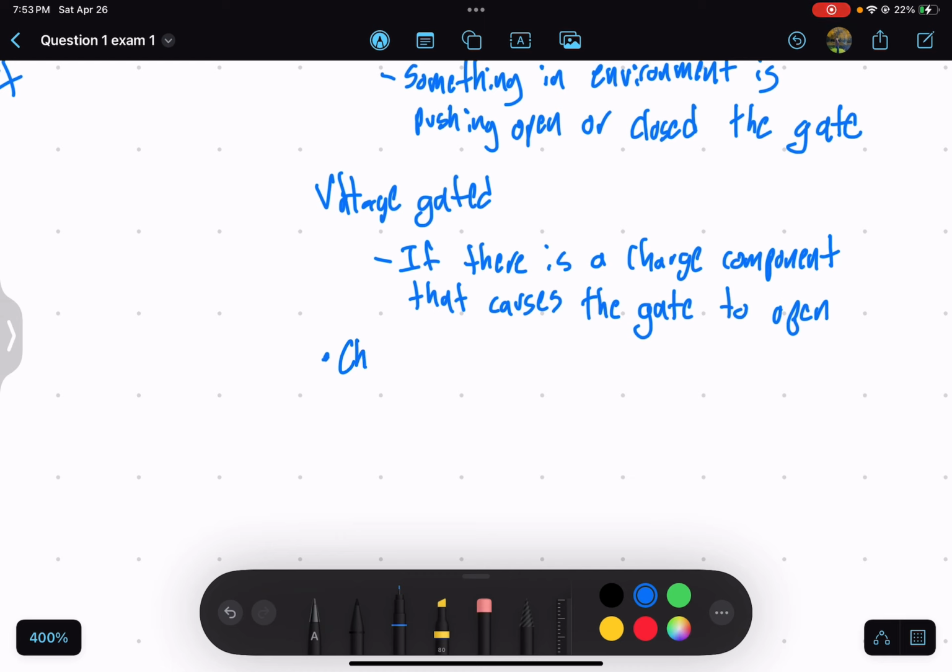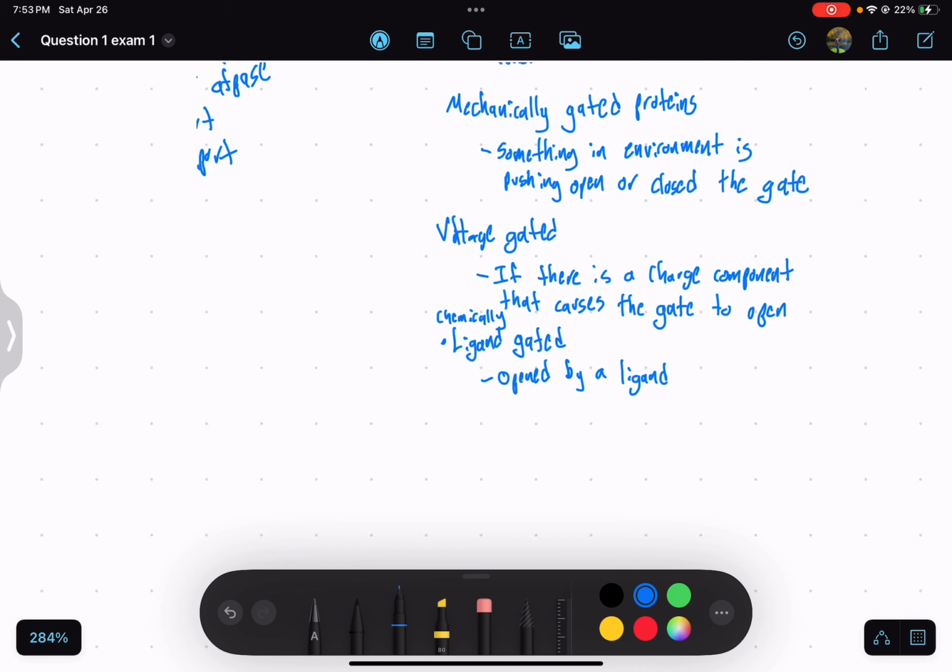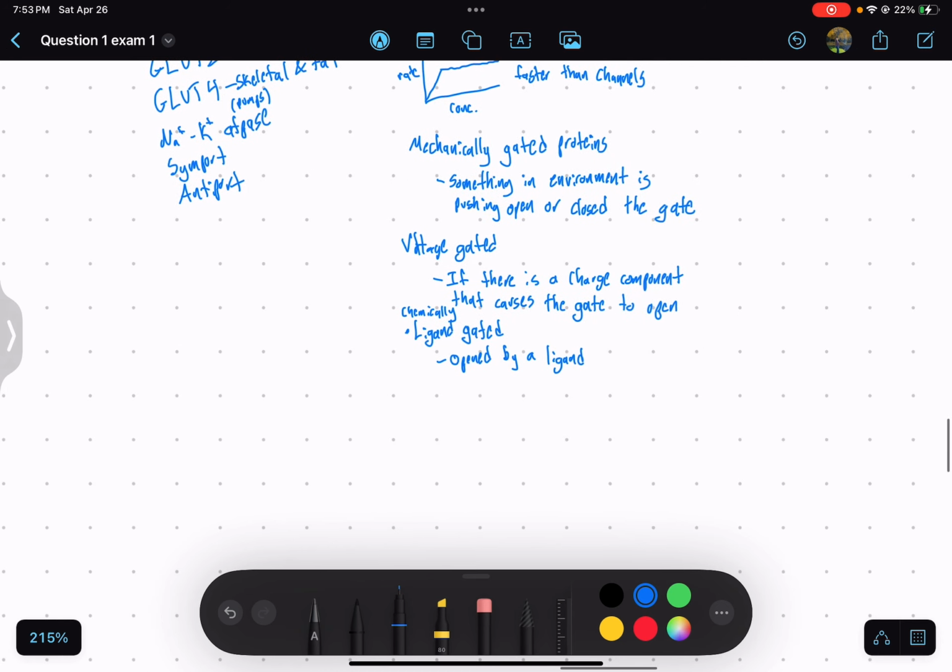Then we have ligand gated, also known as chemically gated. And these are proteins which are opened by a ligand. A ligand is a specific molecule which the receptor on the gate will pick up.